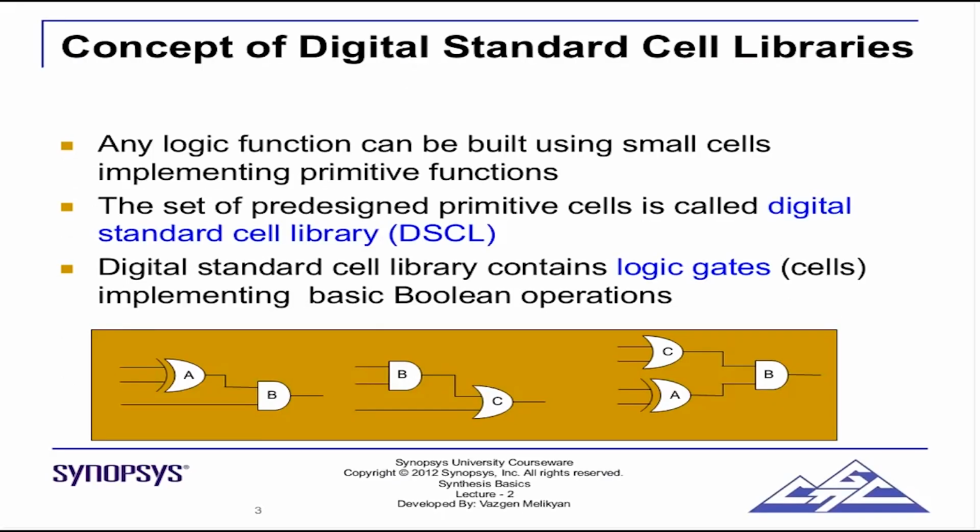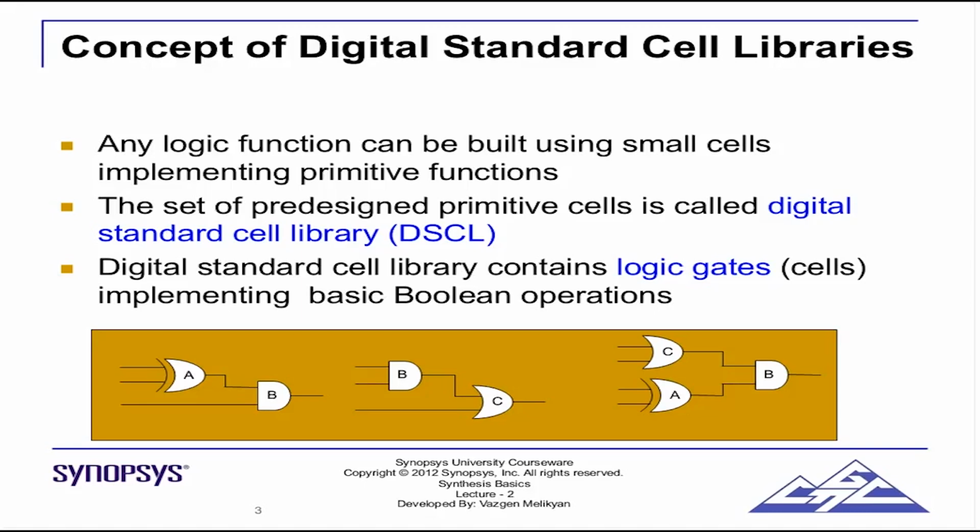So the concept of digital standard cell libraries is that obviously it is very clear that any logic function can be built using small primitive cells like NAND, NOR, AND, or NOT. So the set of these pre-designed primitive cells is called a digital standard cell library. Of course, these are digital. Standard means they are primitive regular standard cells like NAND, NOR, for example. Library is just a term used for a collection of these cells.